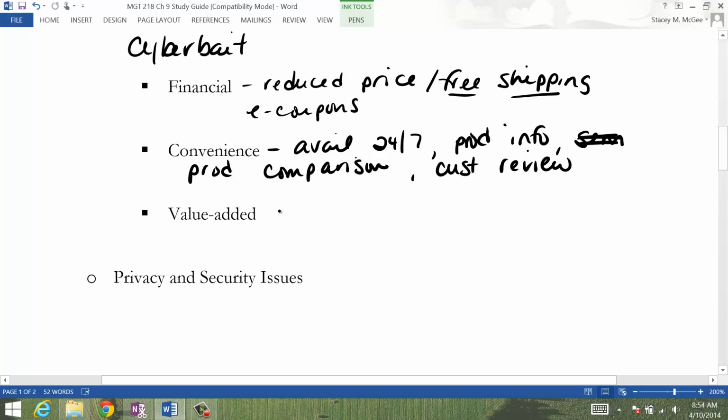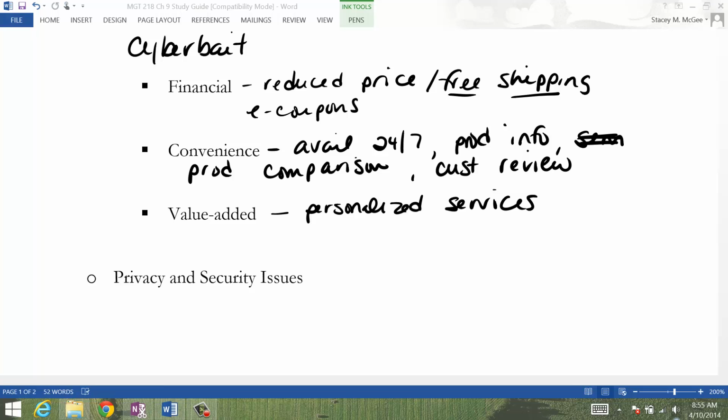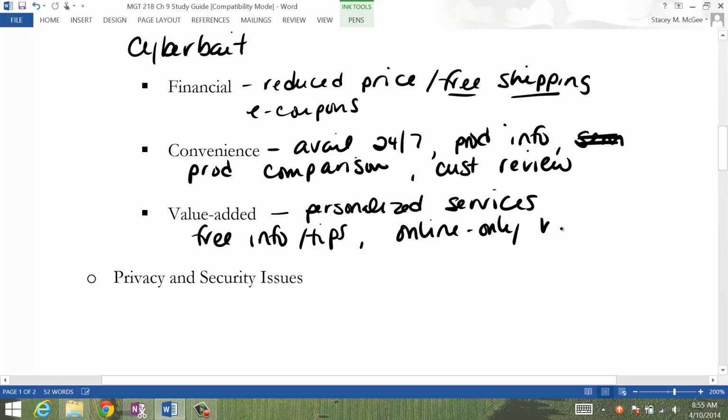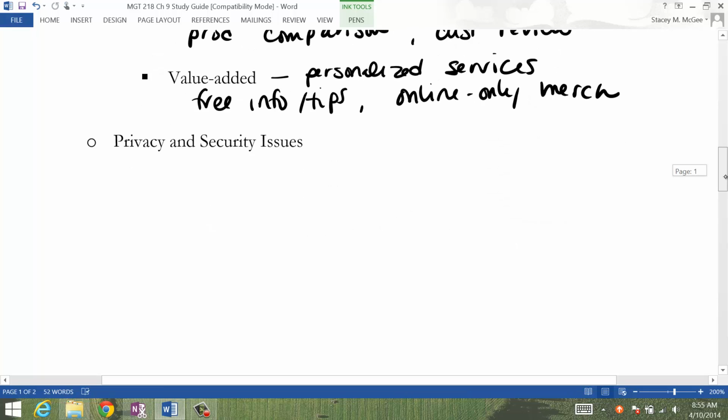Value added. Things that you can offer that customers value that you can't do online. Some personalized service. If you go to Amazon on a regular basis, you check in, they're like, based on your previous purchases, we thought you might be interested in this or this or this. So that would be an example of that. Free information or tips or how-to videos or something like that. And also, when you see it, online only merchandise. Sometimes they sell different things online than they do in the stores. Again, since they don't have the overhead of a store, they can carry a wider product line a lot of times, and so you can have things that are available only online.